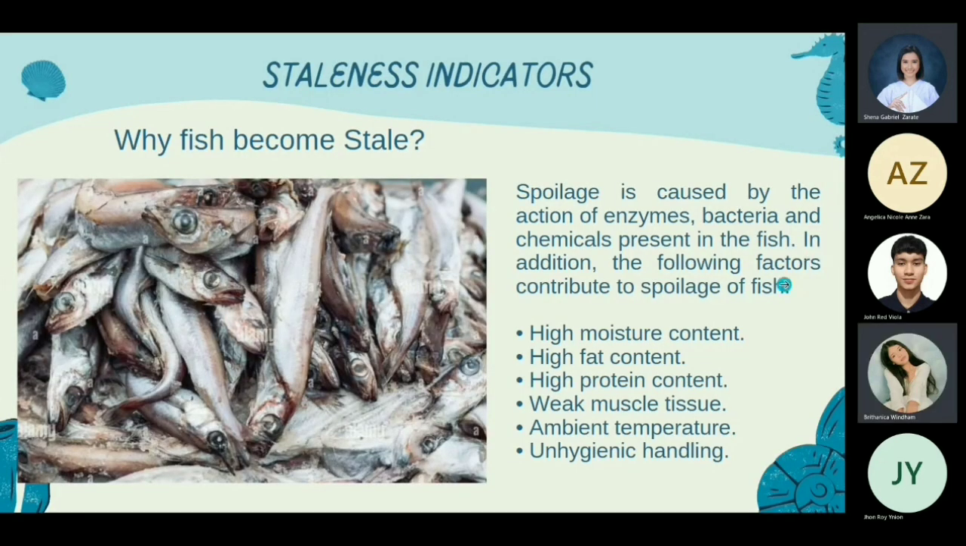So the next topic is staleness indicators. So why do fish become stale? Spoilage is caused by the action of enzymes, bacteria, and chemical presence in the fish. In addition, the following factors contribute to spoilage of fish. The first is high moisture content, high fat content, high protein content, weak muscle tissue, ambient temperature, and unhygienic handling.